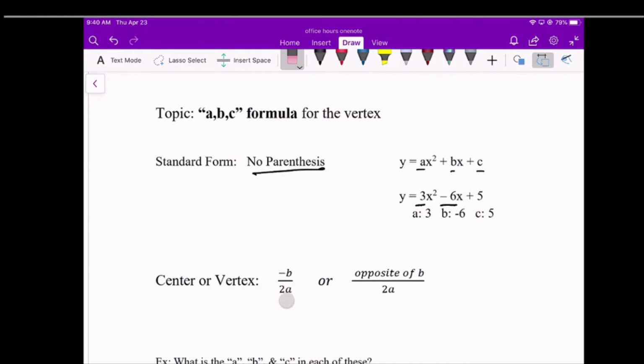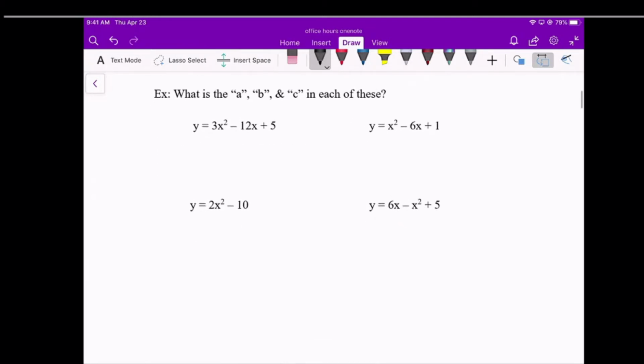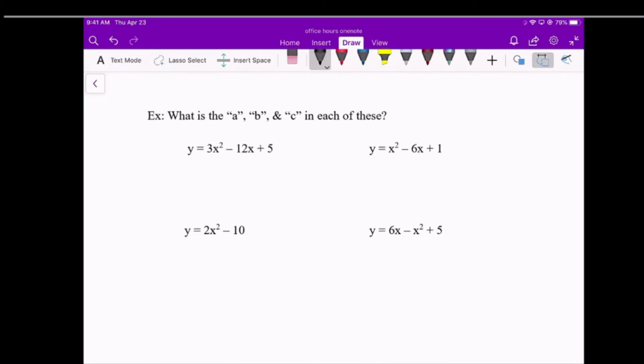And where that center is going to be is the opposite of b divided by 2 times a. First, let's quickly get used to finding the a, the b, and the c. In this case, the a is 3, the b is -12, and the c is 5. It's nice, it's in its own order.